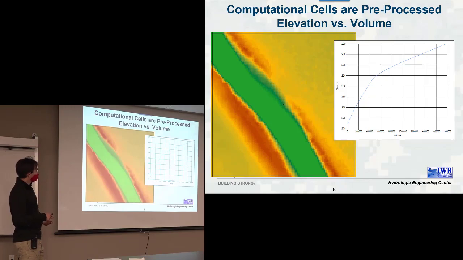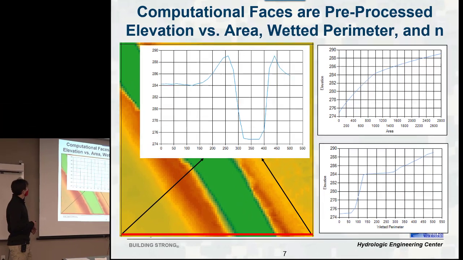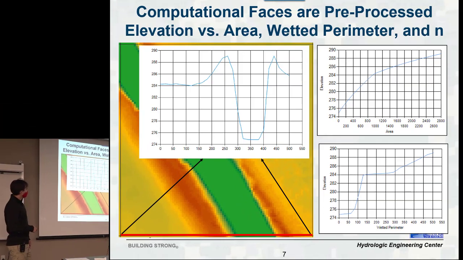It knows that at this elevation, it has this amount of volume within the cell. And similarly, at the faces, it extracts the cross-section or profile of the terrain, and it computes other hydraulic property tables. Like this is vertical area versus elevation, and this is wetted perimeter. And from those, you can back out what hydraulic radius is, and then you can compute conveyance and a whole bunch of other variables, right?